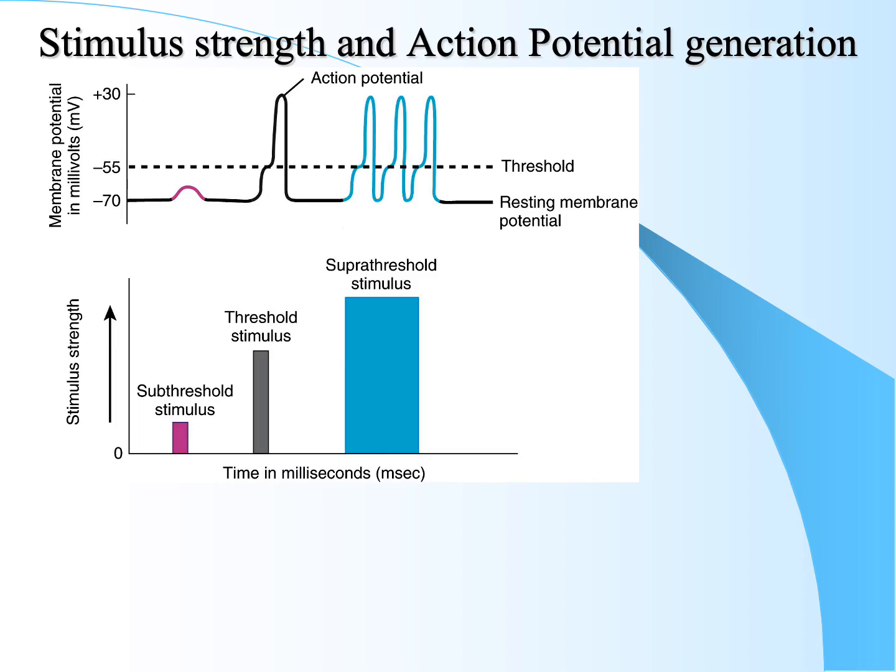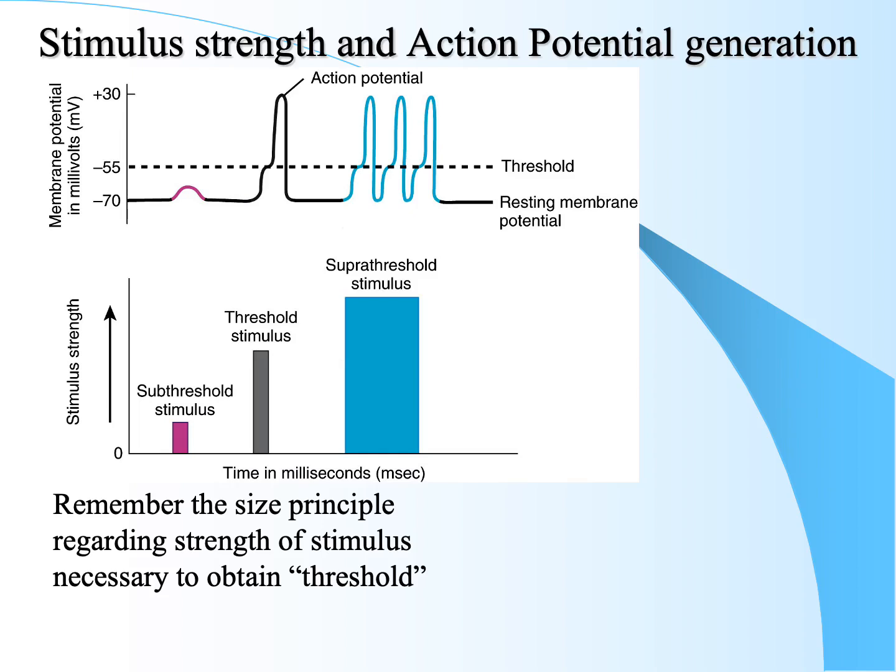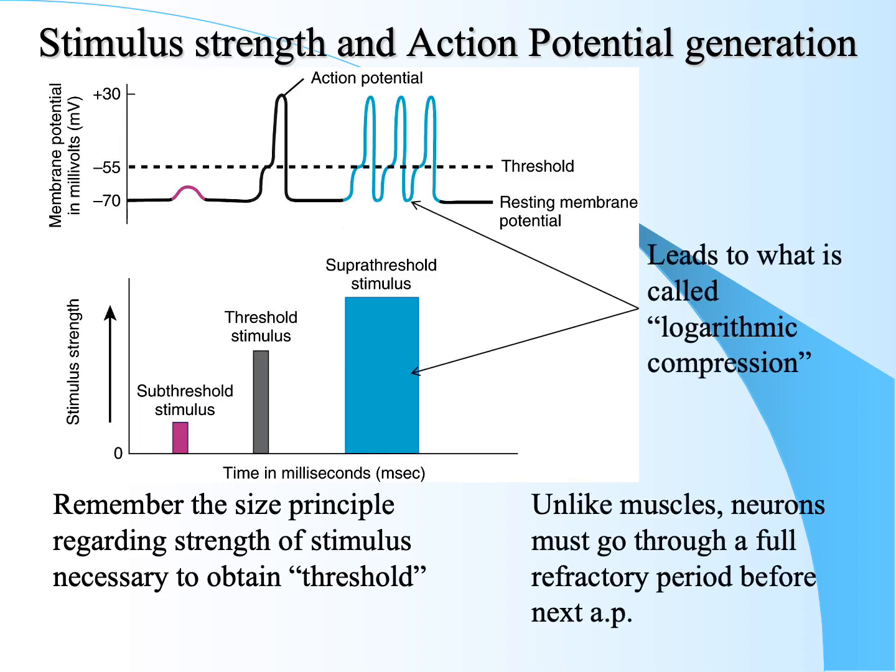Notice that if we go above that threshold stimulus, the action potential does not get larger, but it does lead to a larger number of action potentials. The neuron itself has to go through refractory in order to get to a spot where it can go about doing the action potential cycle again, because of the difference between latency and refractory. Muscles will not go through this refractory period.